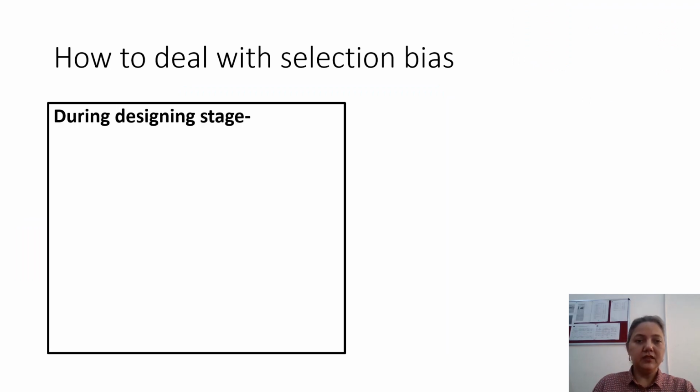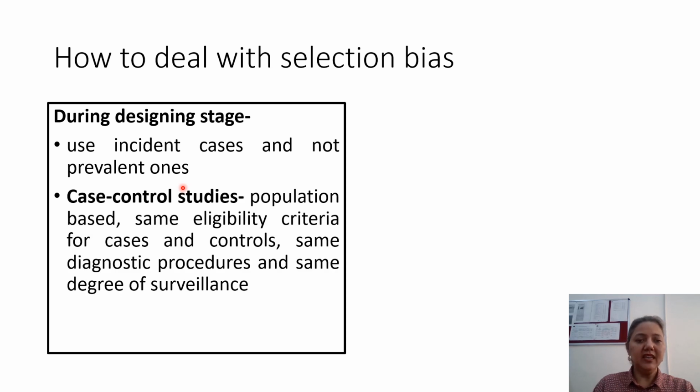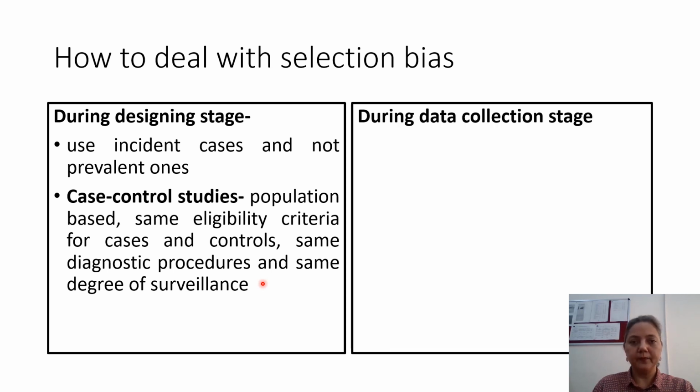Now, how to deal with this selection bias? We can deal with it during the designing stage. We should try to use incident cases, not the prevalent ones, to eliminate the prevalence bias. In case control studies, the cases and controls both should be taken from the population rather than from hospital settings. The same eligibility criteria should be considered for cases and controls. They should undergo the same diagnostic procedures and the same degree of surveillance.